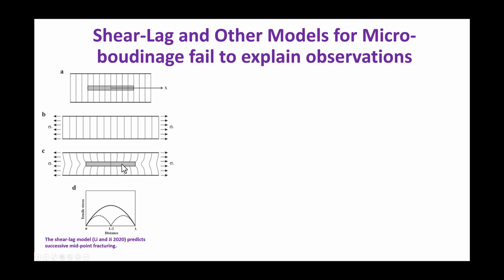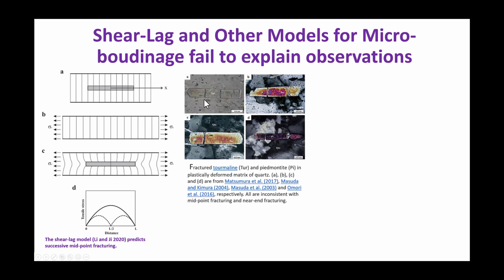When the fiber fractures from the middle point, it separates into two shorter segments. The aspect ratio is increased. The process continues. So the fiber may break into two and then two into 4 pieces. So it's middle point fracturing, successive middle point fracturing. That's the shear lag model. Do we see successive middle point fracturing in rocks?